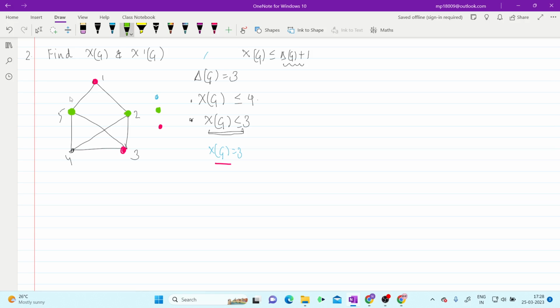So we see that this is the coloring. There is no common edge here, so we see that it is indeed valid. Now we have seen that the chromatic number for this graph will be 3, but what about the chromatic index?